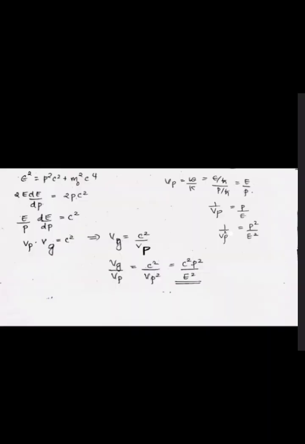And we know that Vp is equal to omega by k. This is equal to E by h cut divided by p by h cut. This is equal to E by p. So that 1 by Vp is equal to p by E and 1 by Vp square is equal to p square by E square. So E square is equal to p square c square plus m0 square c raised to 4. Differentiating this, we get 2E dE by dp is equal to 2p c square. That is E by p into dE by dp is equal to c square. And we know that E by p is equal to Vp and dE by dp is equal to Vg.